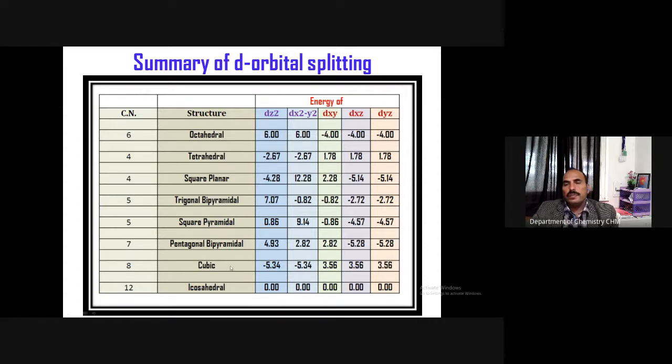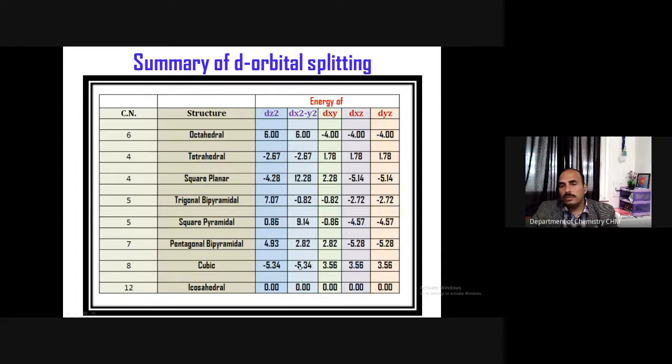Look at the cubic field. Cubic field is very similar to the octahedral field in terms of the approach of the ligands. Okay, in the cubic field, we know that every corner of the cube is having a ligand, right? So accordingly, dz square and dx square minus y square will be away from the approach of the ligands, because they are along the axis, and ligands are now coming in between the faces of the cube, and the metal d orbitals are along the axis, right?